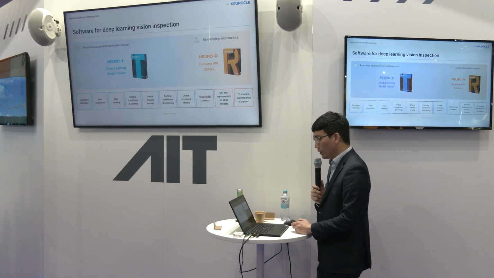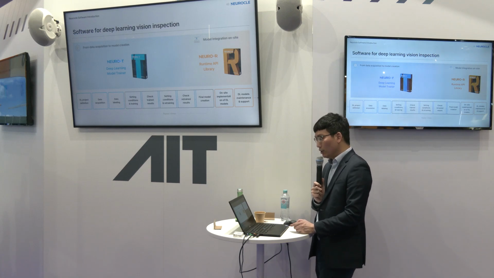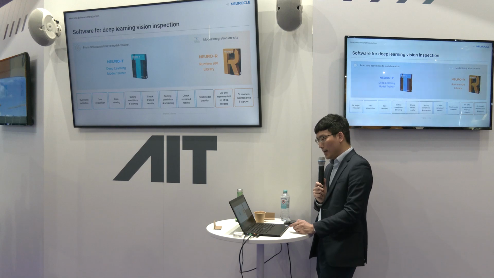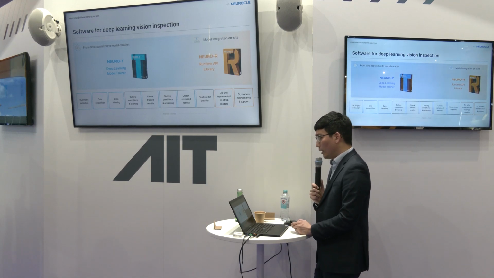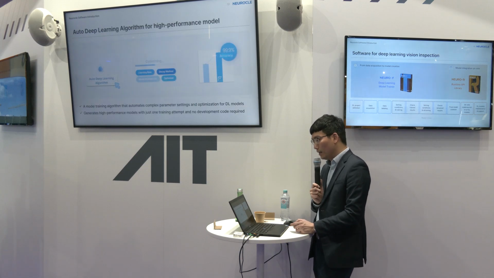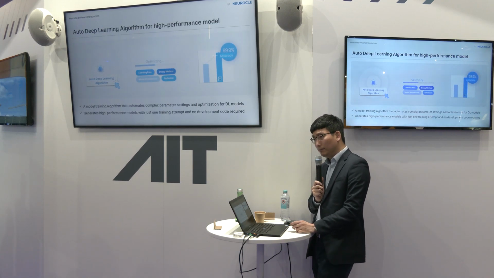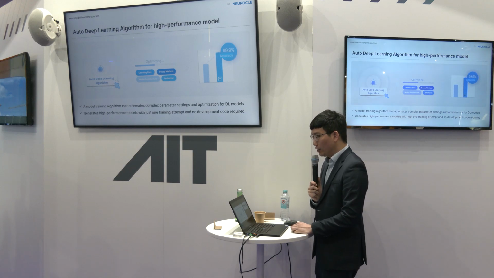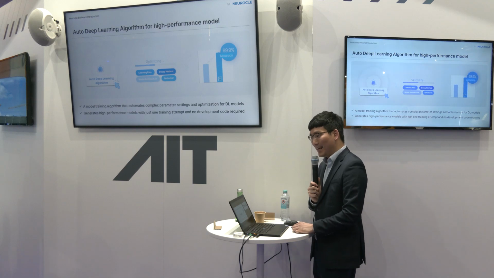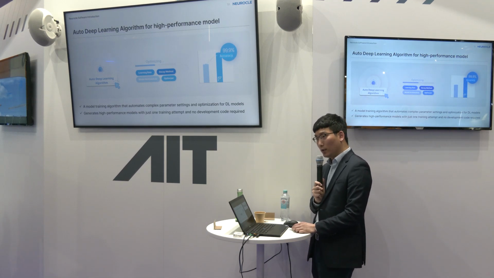We have a training software called NeuroT. The T stands for training, so NeuroT covers everything from data acquisition to model creation. And once you create your model, you can apply it with a runtime library called NeuroR. The biggest benefit is that we have an auto deep learning algorithm, which optimizes deep learning architectures and hyperparameters automatically, so that if you're not a deep learning expert, you can easily create the best performing deep learning model with just one click.